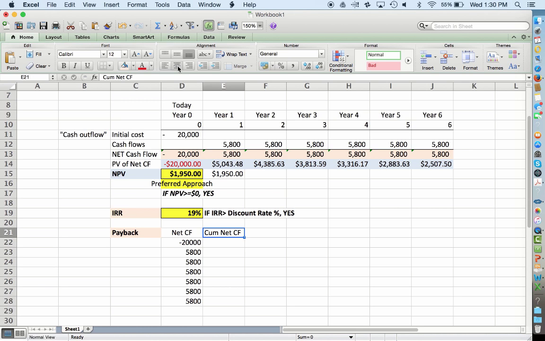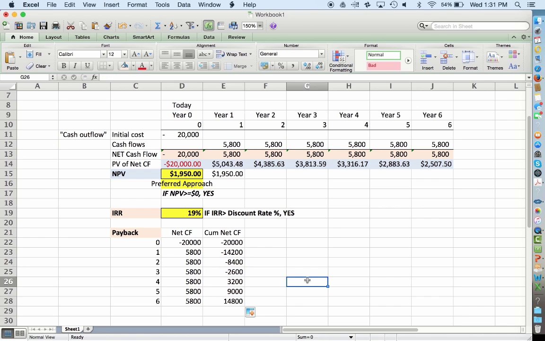It's the running subtotal. So the first year, the cumulative cash flow is negative 20,000. The next year, it's the negative 20,000 plus this year, 5,800. If you do this, 0, 1, 2, 3, 4, 5, 6. And then I keep that formula going. So I take the cumulative amount plus this year. Beautiful. So I have that number.